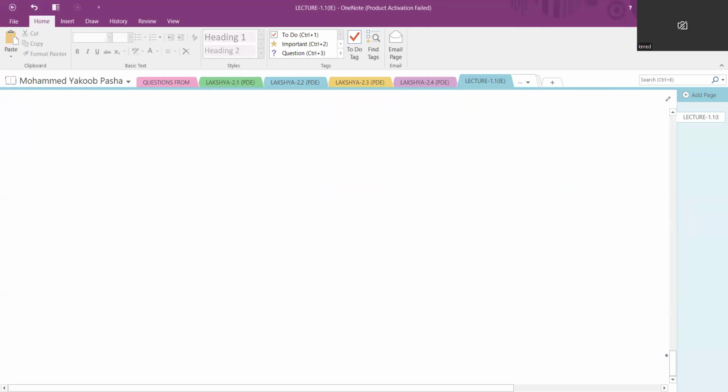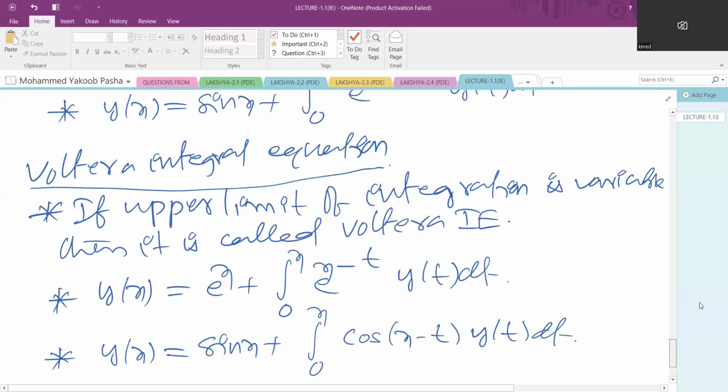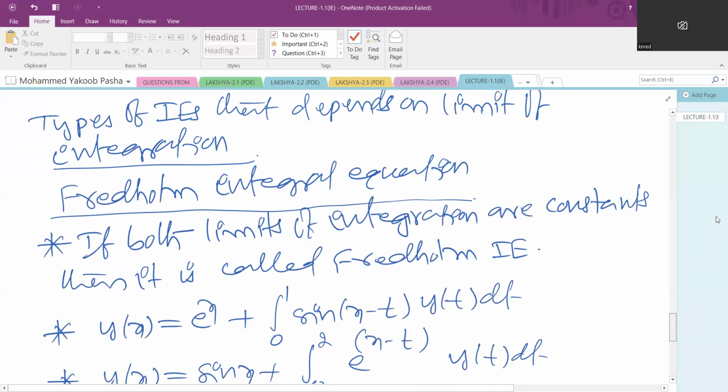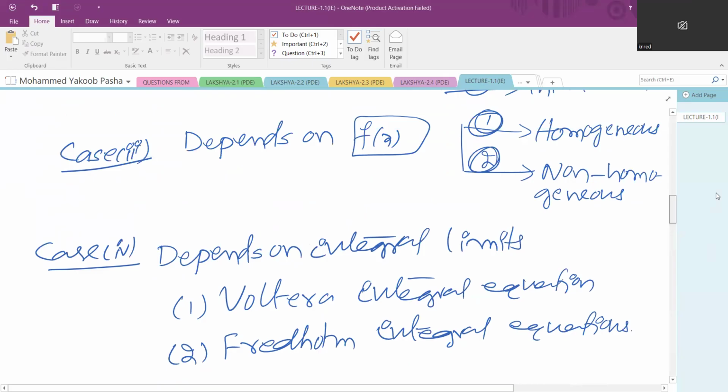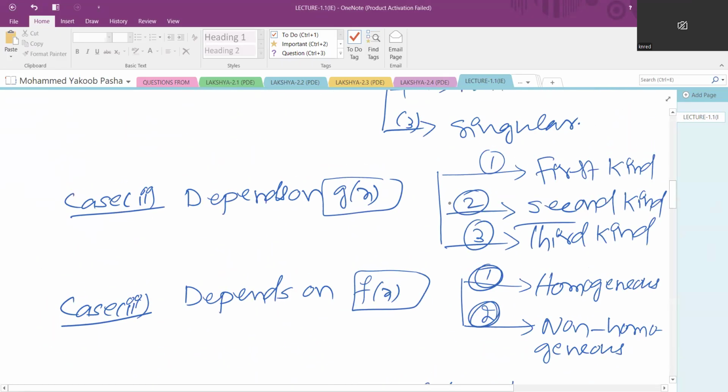we can classify integral equations into three types depending on g of x. We can define first kind integral equation, second kind integral equation, third kind integral equation.